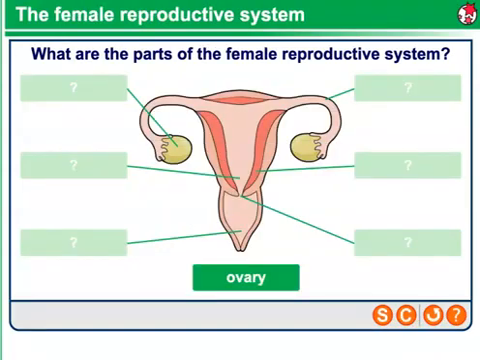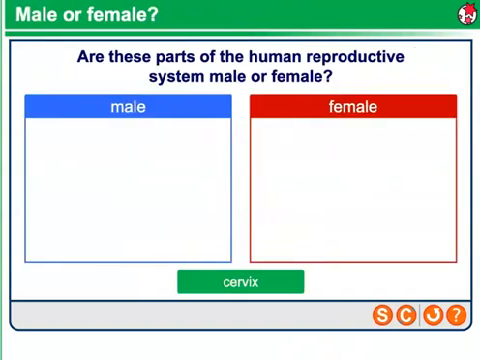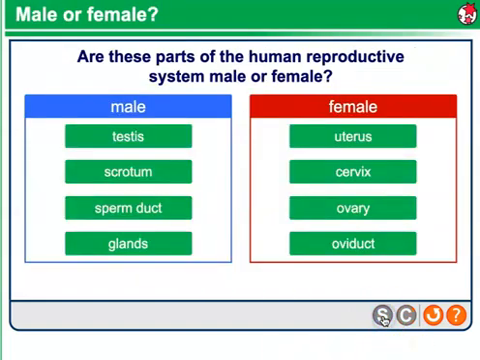The parts of the female reproductive system include the oviduct, the uterine lining, the cervix, the vagina, the uterus, and the ovary. As a review, here are the different portions of both the male and female reproductive systems.